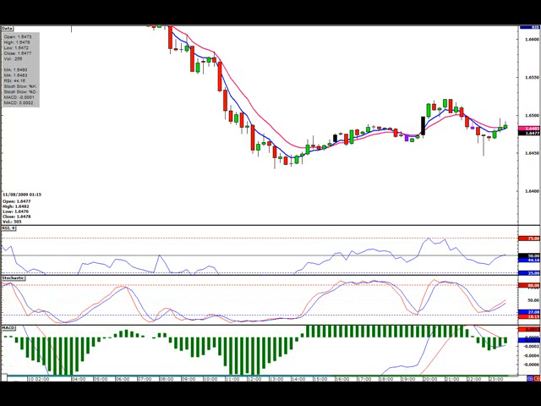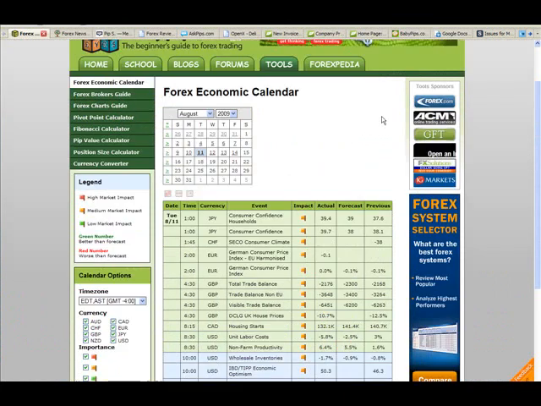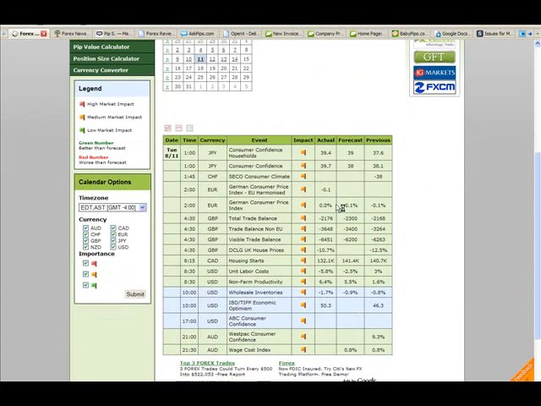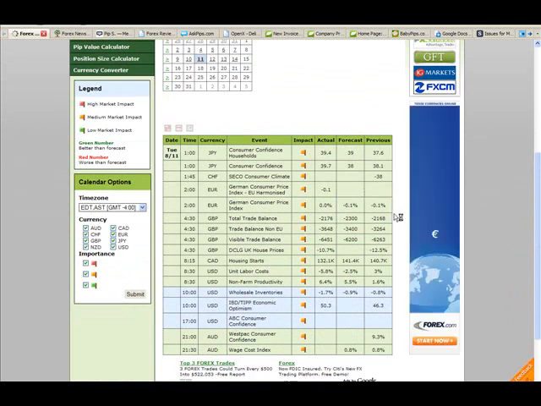First thing I want to do, though, is check out my news events for the day, because you don't want to trade during news announcements. So I'm going to go to babypips.com. You can click on this tools tab and it brings up the news events for today. Really the only things we're looking for are major news events that affect either the sterling or the dollar, because that's the currency pair we're trading.